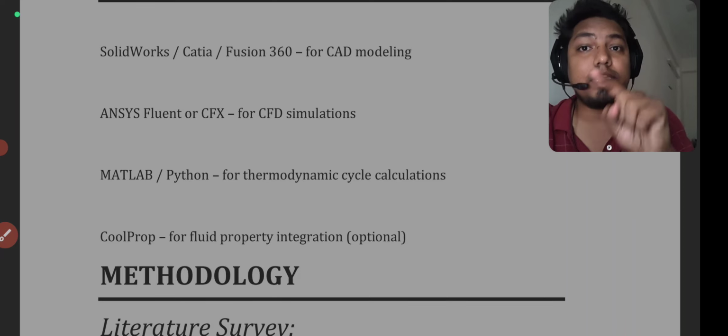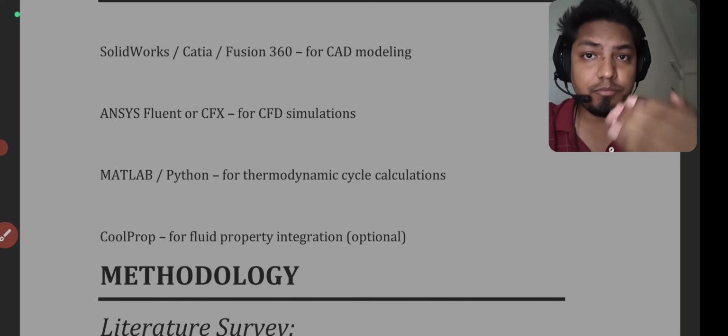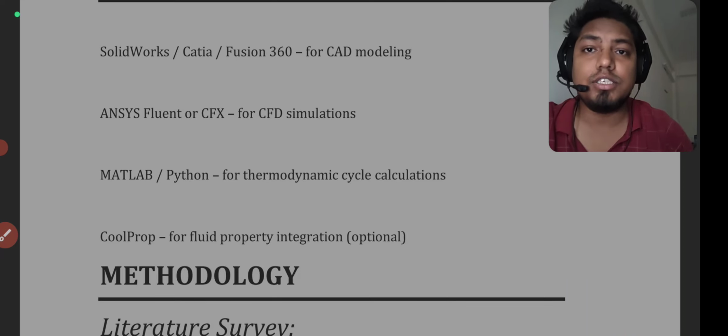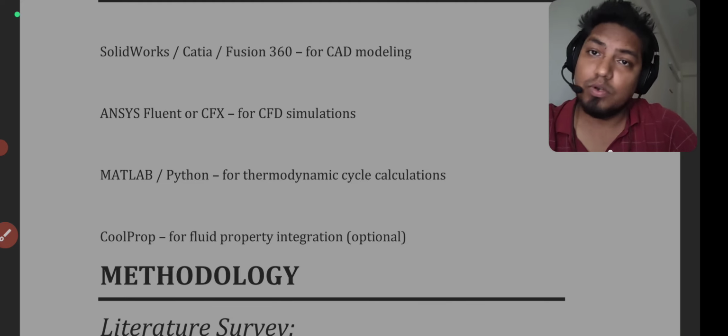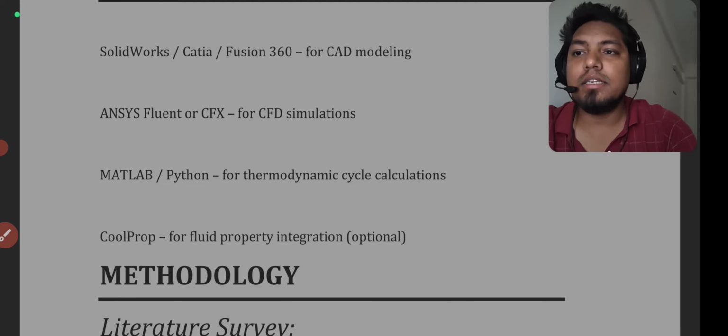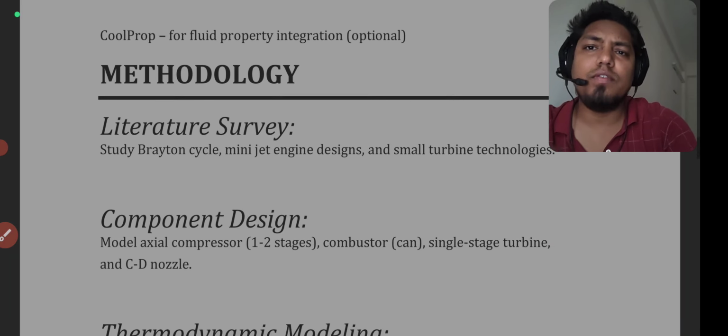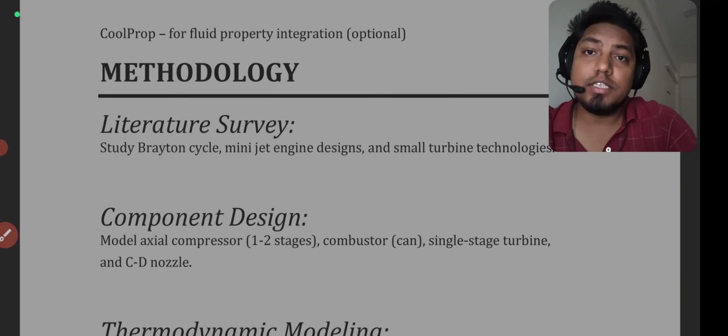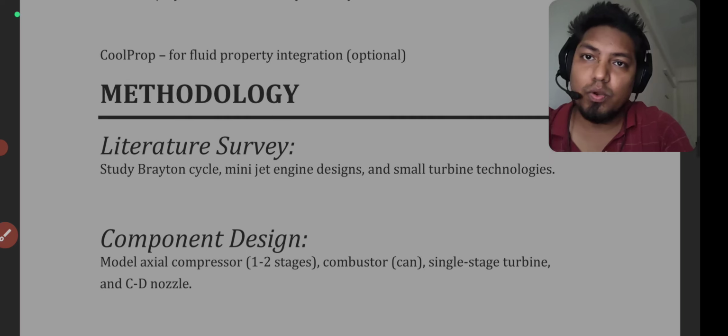Next, you are using ANSYS, so that is another achievement. That is additional value in your UG. And then MATLAB or Python, you are going good. And then you are using CoolProp, so even that is one kind of software. So let's discuss in what pattern you should go ahead.